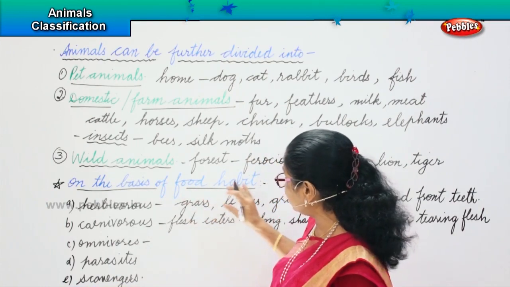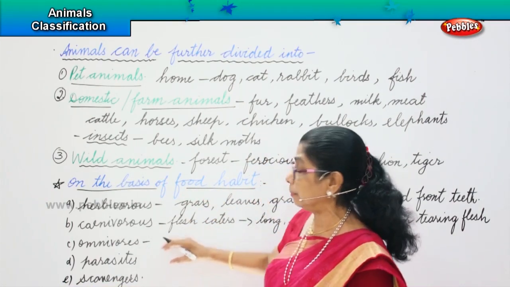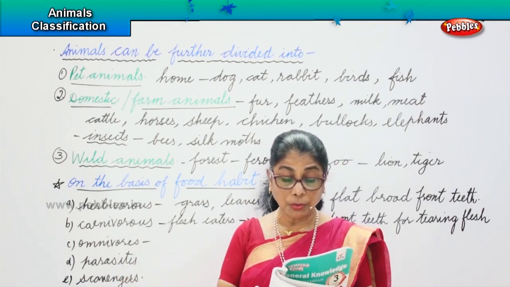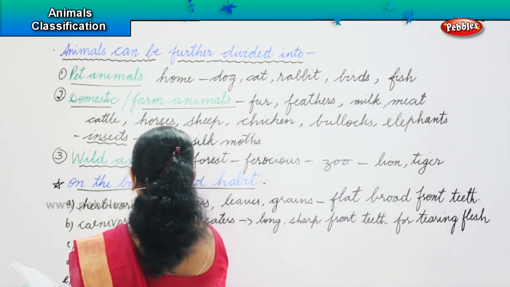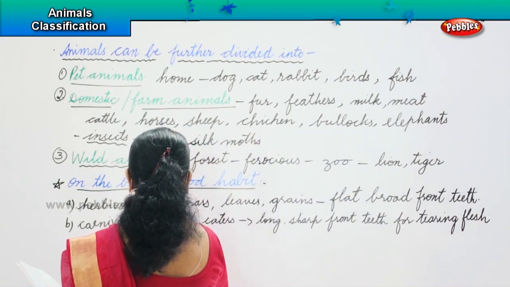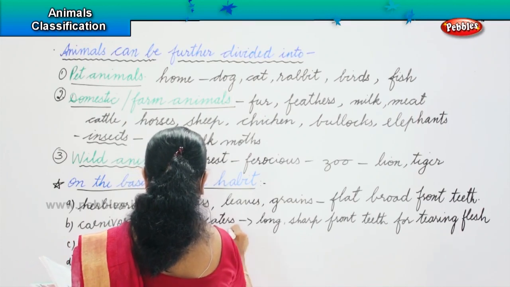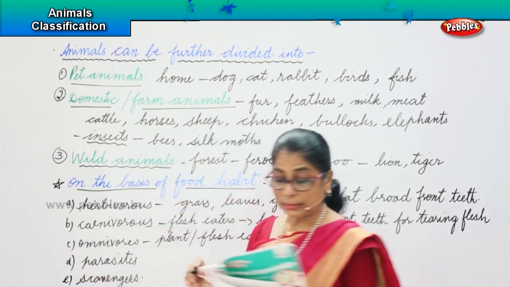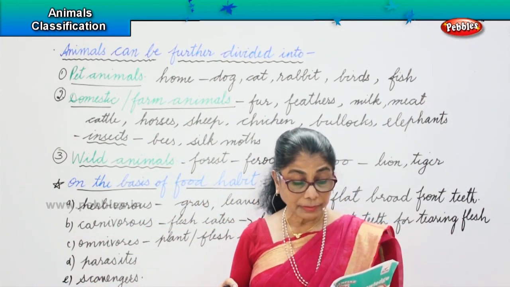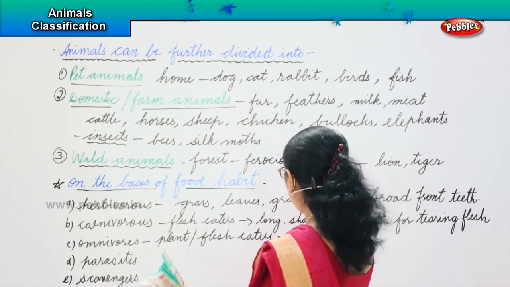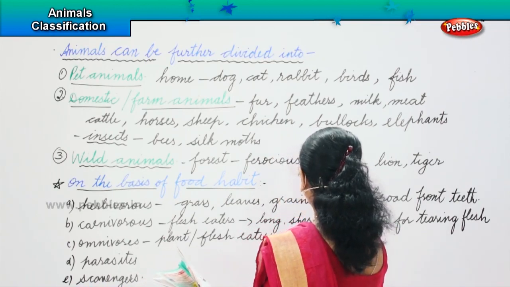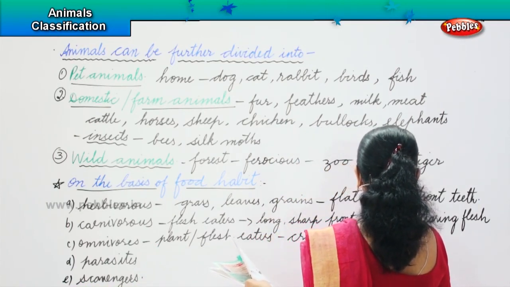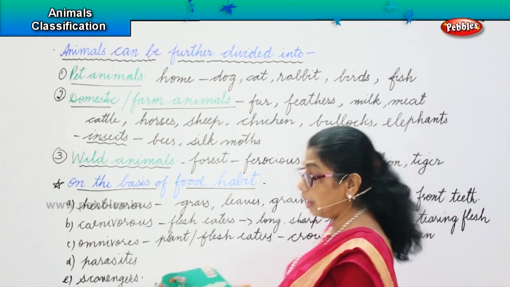Next, omnivores. Those that eat grass, leaves, grain, and flesh of animals. They eat both. Then we call them omnivores. Now, omnivores are both plant and flesh eaters. Who are these? They are crow, bear, human. We all come under omnivores.